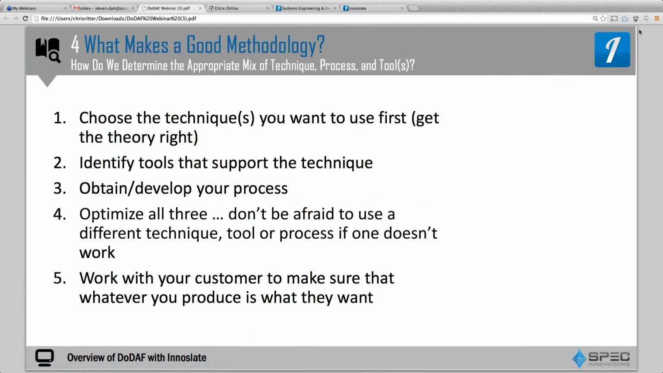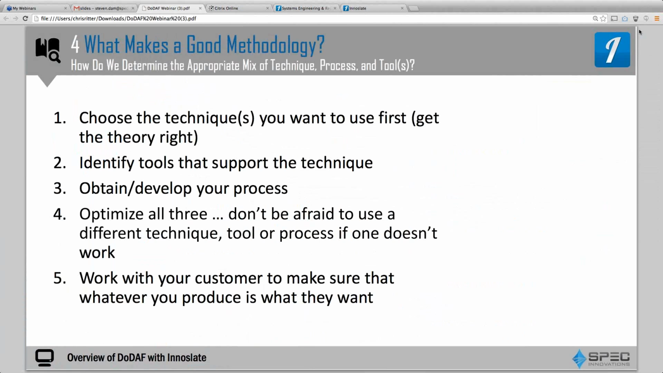First of all, then optimize all three. Make sure that they all work together and that this isn't hard, because we shouldn't be spending a lot of time doing architectures. It's something that can be done quickly and easily and doesn't have to take years to do or cost a fortune.